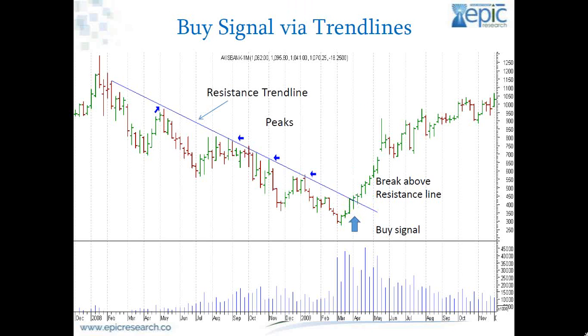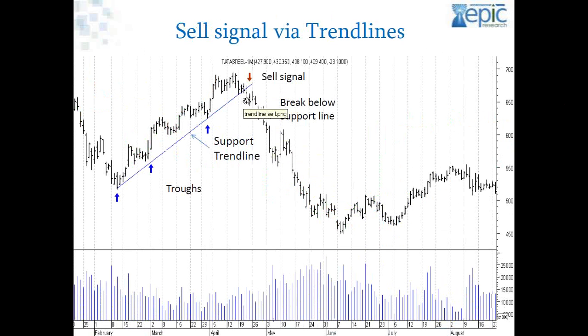So a trend line is a very simple but very effective technique to understand and analyze the trend of the share. A trend line breakout or break below will give you that particular indication. Now this is a sell signal generation of the trend line. As you can see, we have made this trend line by joining the supports, and where the support broke, it gave a sell signal. Trend lines can be used by a short-term trader, a medium-term trader, or a very long-term trader.